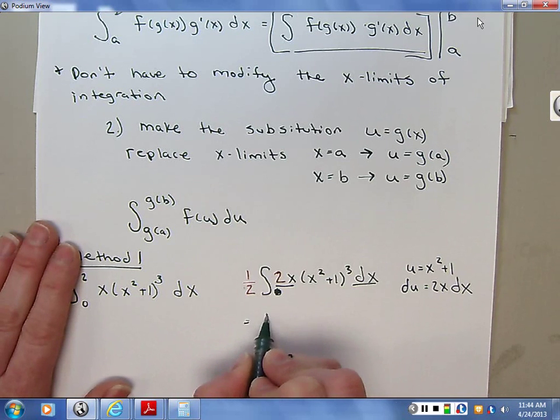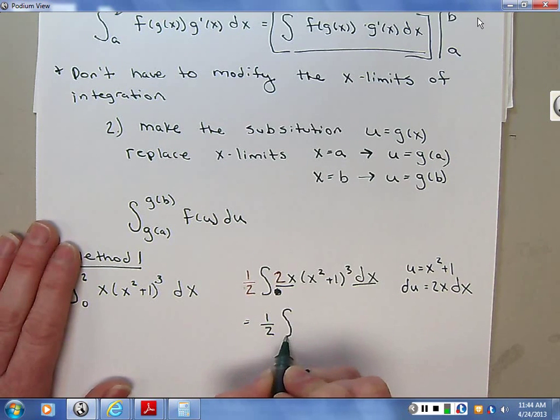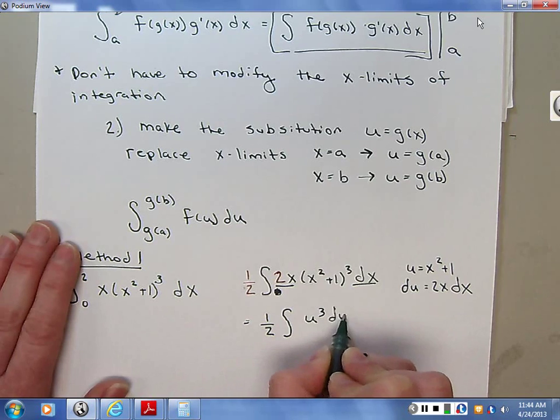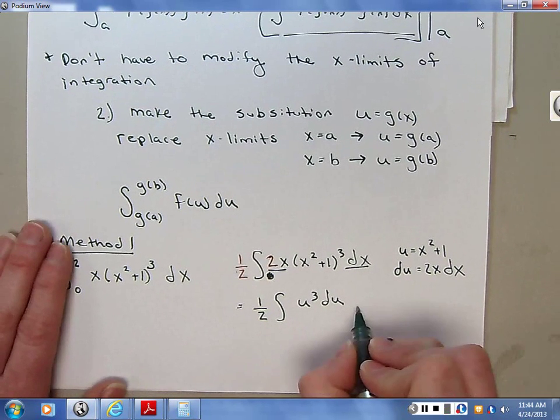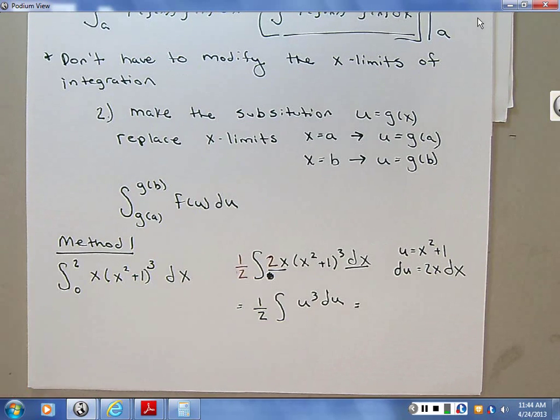So I have 1/2 the integral of u cubed du. Simple enough, right? Because 2 over 2 is 1. But I need this 2 inside here so I can replace it with du.